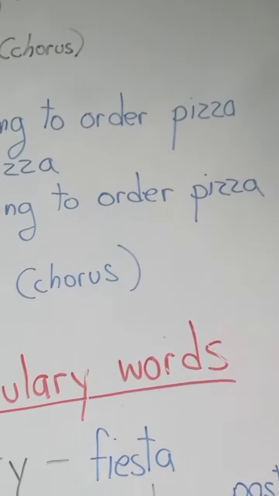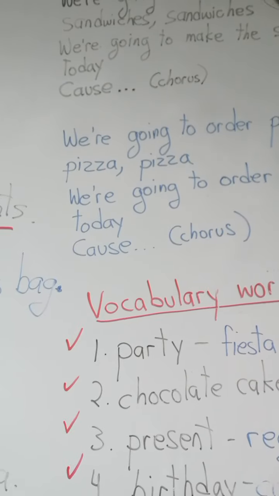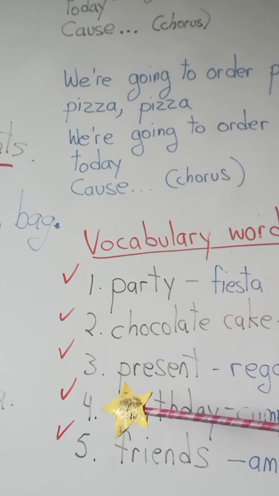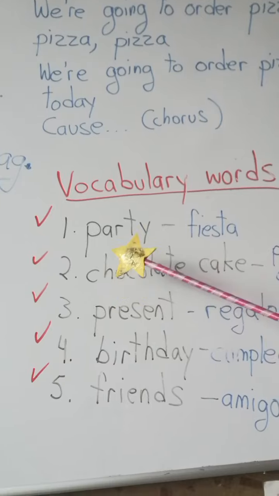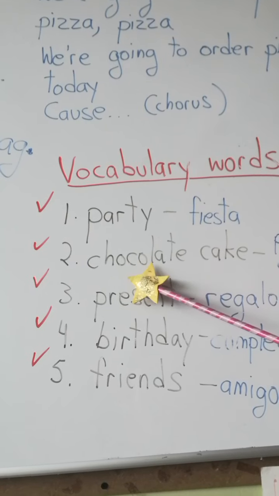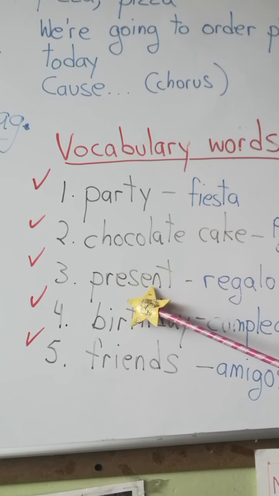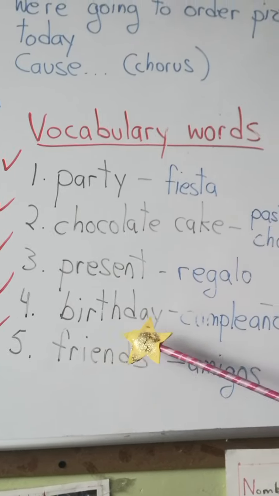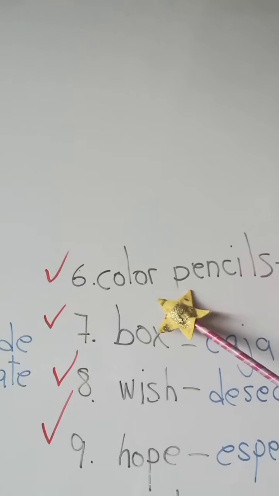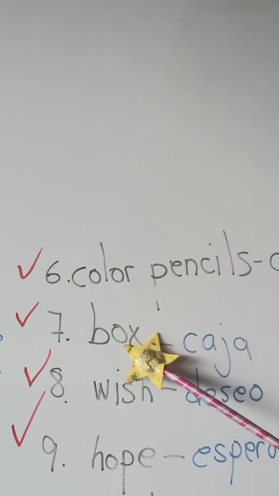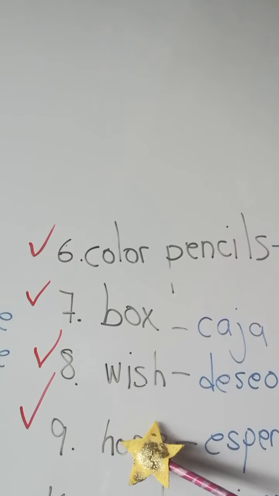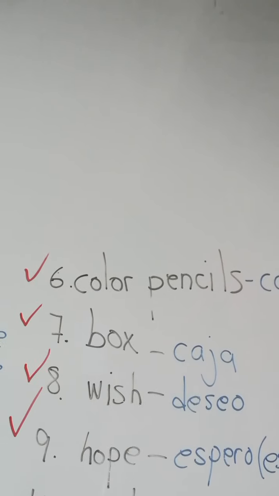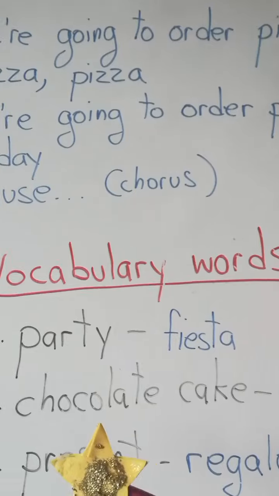So, you are going to tell me the spelling of party. Okay, let's see, let's check all the words. Okay, everybody repeat. Party, chocolate cake, present, birthday, friends, color pencils, box, wish, hope, and want. Okay, can you tell me the spelling of these words? Okay, let's start with party.